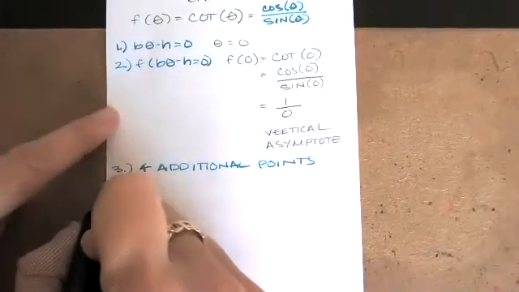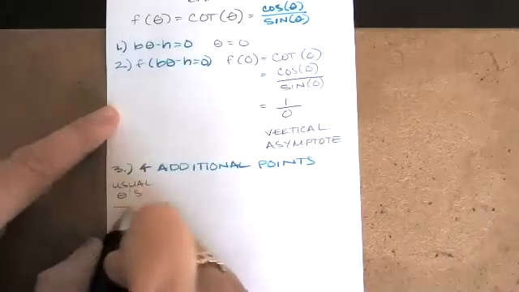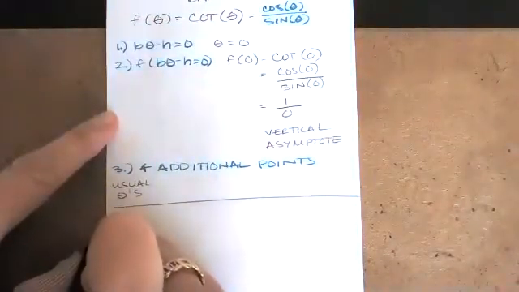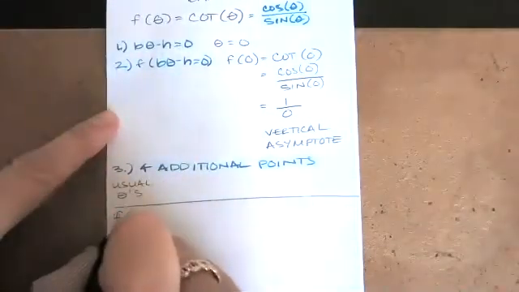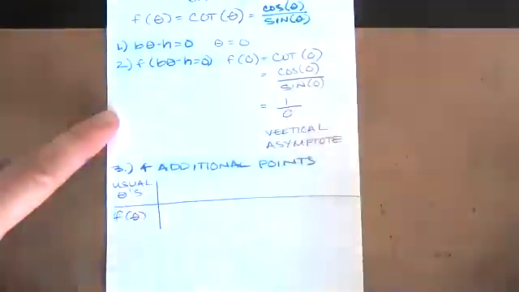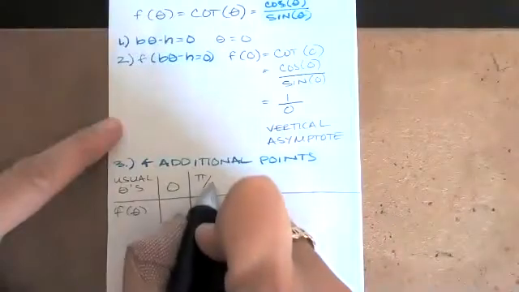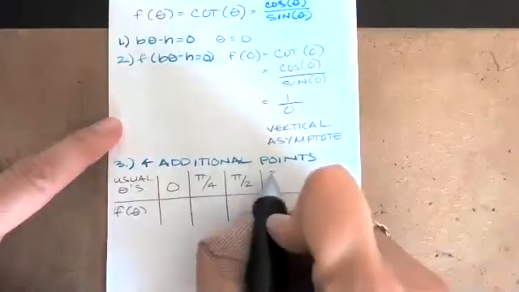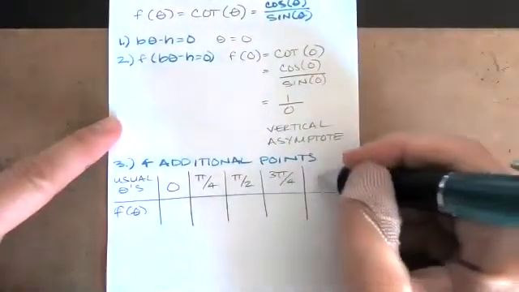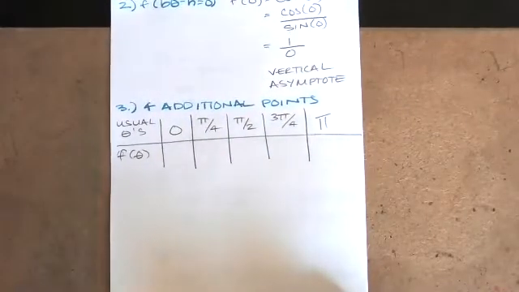So for the cotangent, our usual theta will go from 0 to pi. And we don't have any transformations here, so this will just be f of theta, our y values. So in this case, we'll have 0, pi over 4, pi over 2, 3 pi over 4, and pi. So those will be the usual theta for the cotangent function.